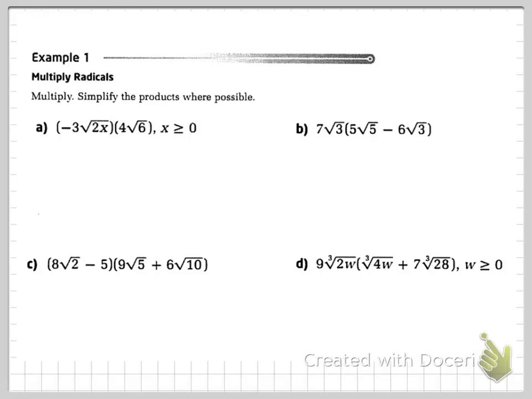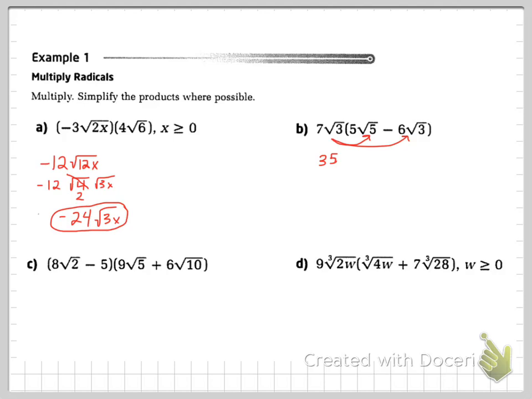Moving on to example 1, multiplying radicals and simplifying where possible. In A, we're going to have negative 3 times positive 4, whole number times whole number would be negative 12. Root 2x times root 6 would be root 12x. Now the root 12 can be broken into 2 parts. The part I can find the square root of and the part that I can't. I can find the square root of 4, so I'm going to put that first, and then I'm going to put the rest that I can't, the 3x, behind it. Root 4 is simply 2, so the final answer would be negative 12 times 2, which is negative 24 root 3x.